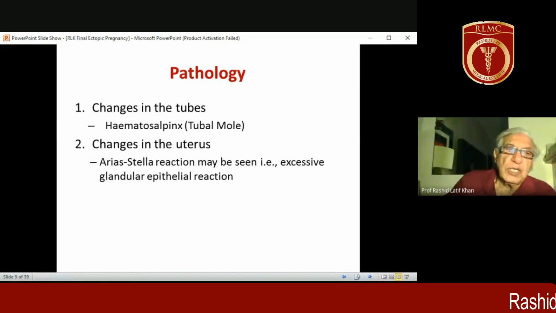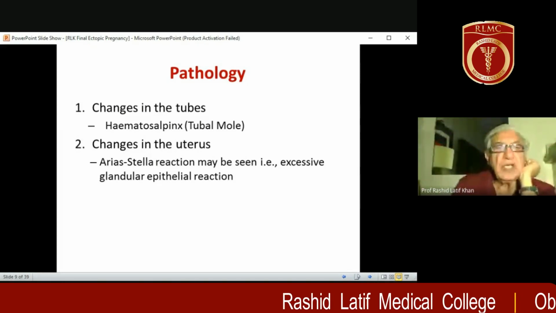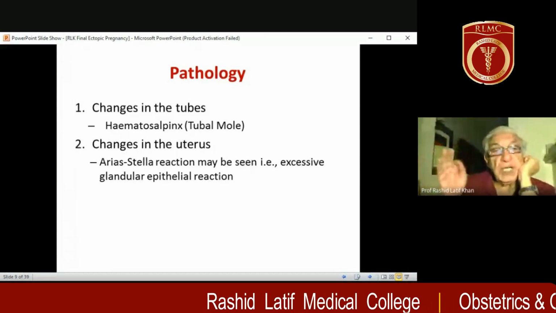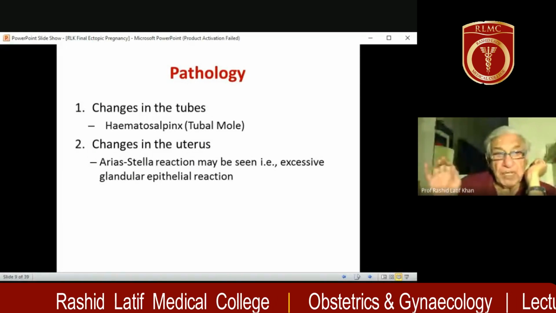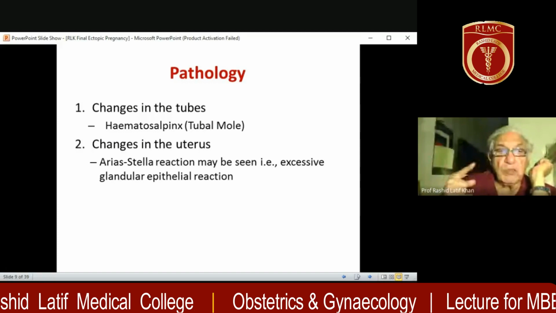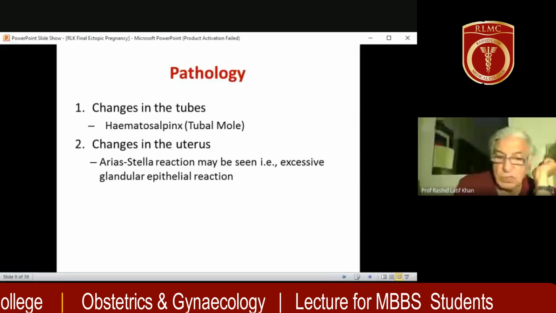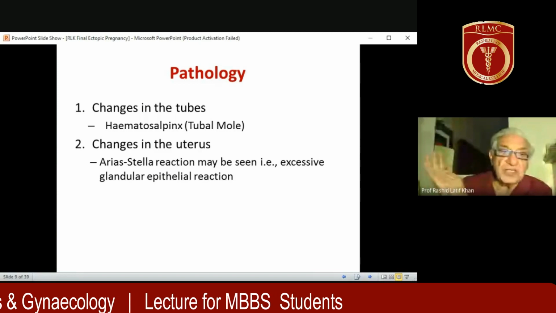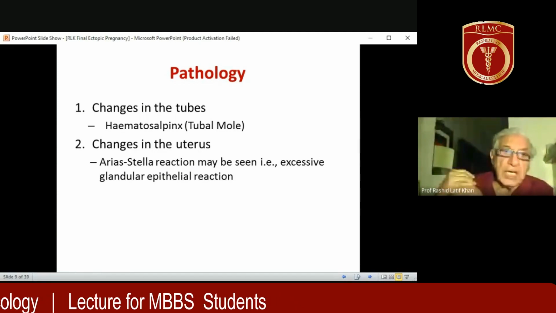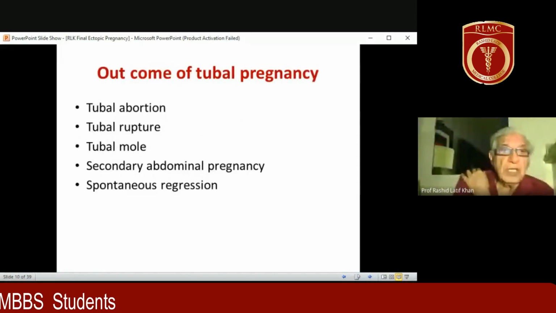So hematosalpinx is formed or tubal mole is formed. So these are the pathological changes which take place. Remember, the changes are in the uterine cavity as well, although the embryo is not there. Embryo is not there, but still those changes will be there, because they are hormone related, progesterone and HCG related. And a special form of excessive glandular reaction is called Arias-Stella reaction, which is the terminology given to this change.